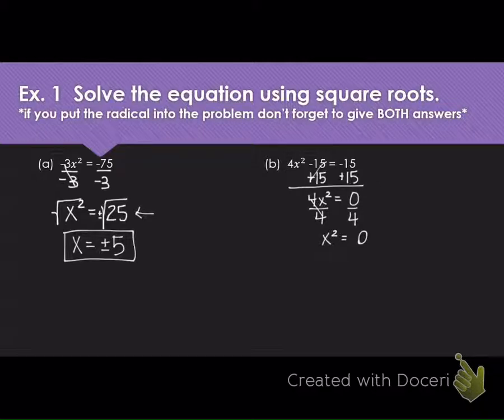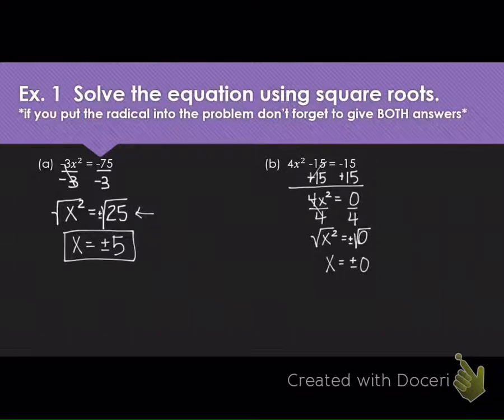How do we undo the x squared? Take the square root of both sides. Now, we put the radical into the problem, so what else do we have to put into the problem? Positive and negative. Positive or negative. Okay, so what's the square root of x squared? X, and it equals plus or minus the square root of 0. What is the square root of 0?